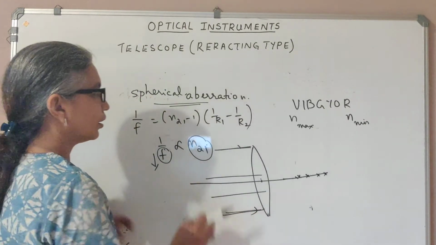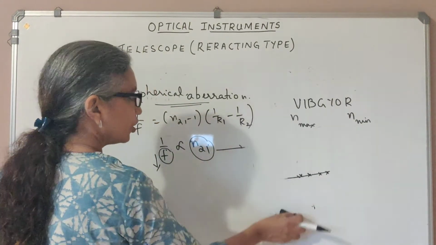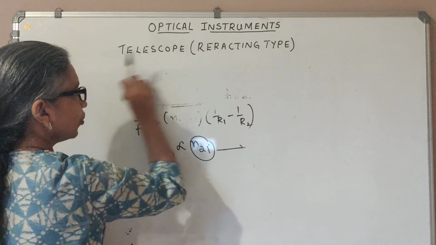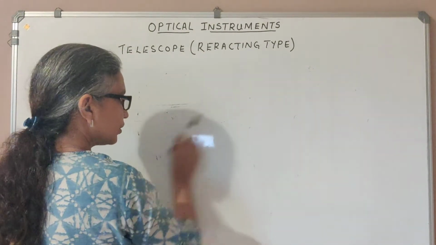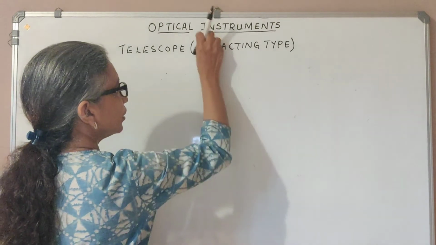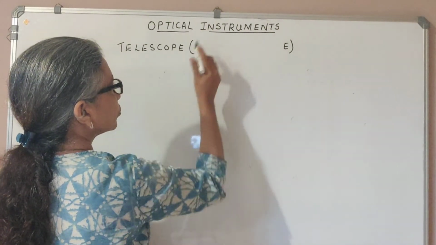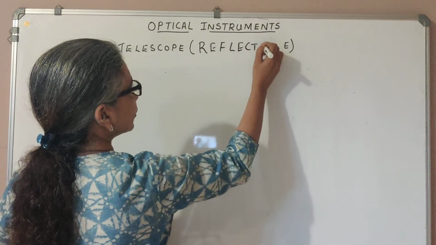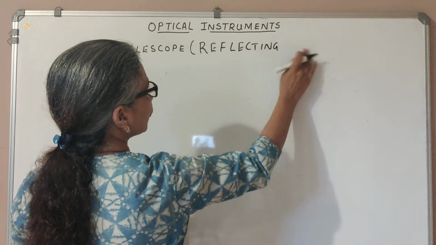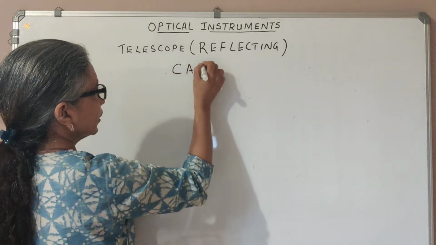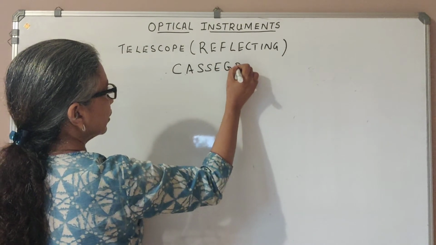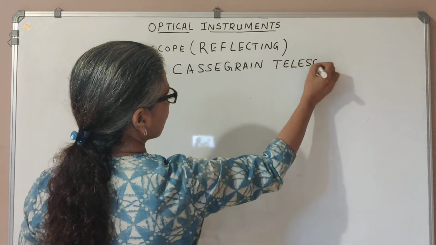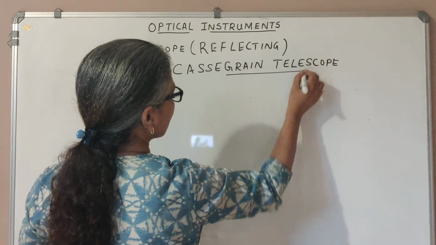So if you use mirrors instead of lenses, you can do away with the chromatic aberration and the spherical aberration. Also, mirrors are lighter, not so bulky, so it's easier to carry around. So this is the reflecting type of telescope. It's called the Cassegrain telescope.